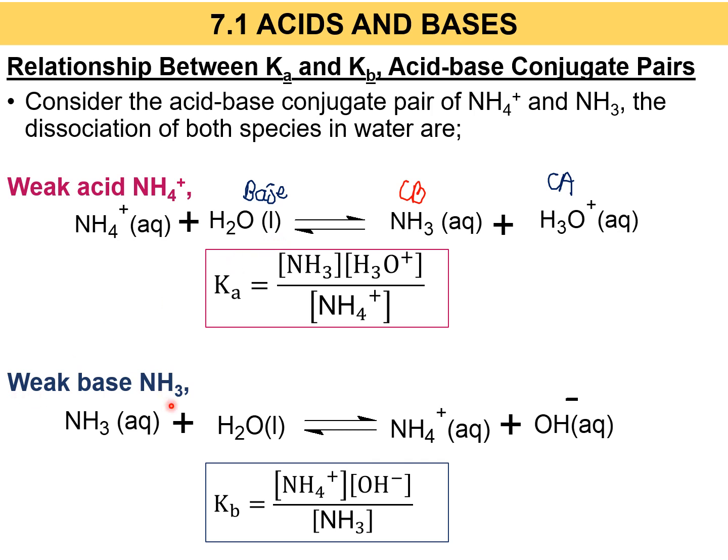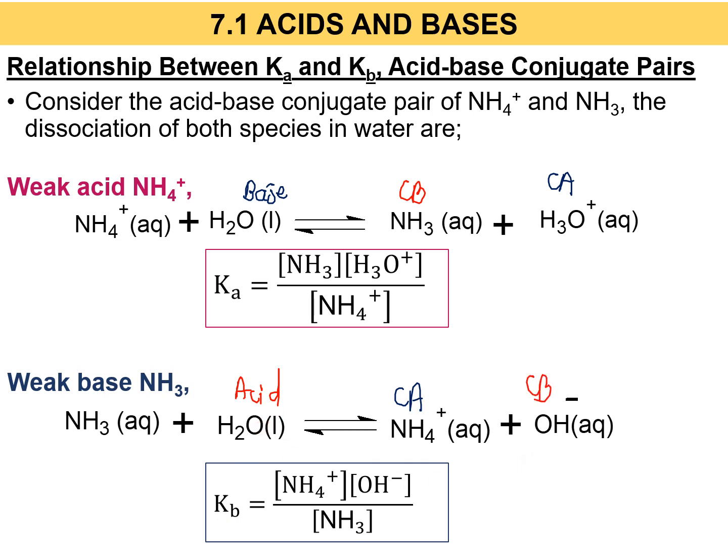Next, for weak base NH3, this is a weak base. So according to the Bronsted-Lowry theory, a base is a species that will accept a proton. So you look at its product, it accepts 1 proton. From 3H to 4H. So this product is considered as conjugate acid. You have to remember, a base's pair is conjugate acid as the product. Okay, and then since this is a base, H2O will be the acid. Okay, so the acid's pair is conjugate base.